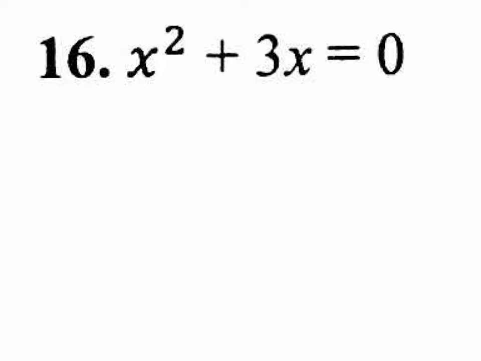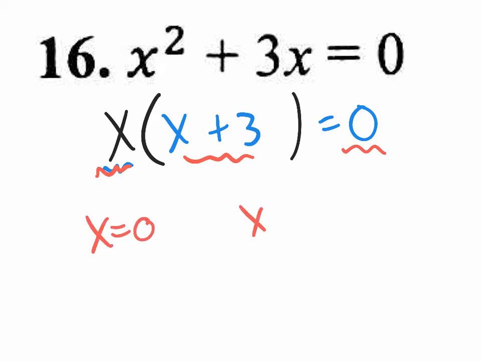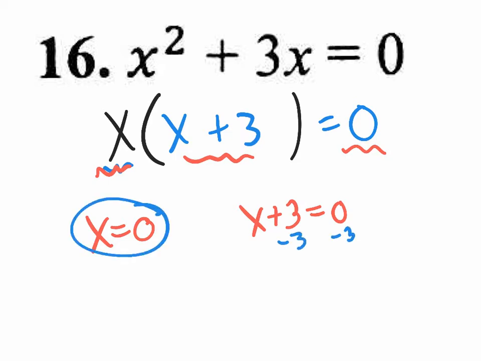Pull out the GCF, right? So what could you pull out? An x. What would be left on the inside? X plus 3. And then we're going to use the zero product property. If you have something times something and it equals 0, the first something could be 0 and the second something could be 0. So one answer is 0 and the other one's going to be -3. So you guys see how easy it is when you pick the right method?